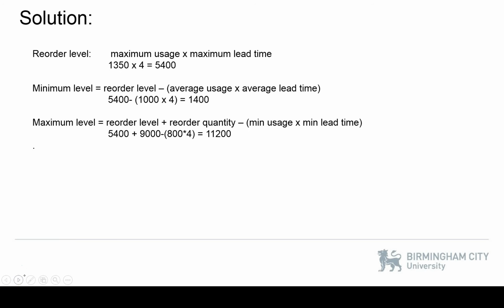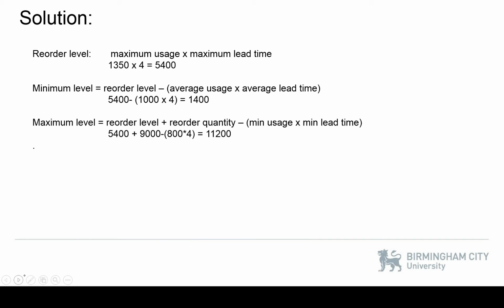So the reorder level, maximum usage times maximum lead time. So 1,350 times 4 days. Our minimum level is that reorder level minus the average usage times the average lead time. Now we were only given one lead time, 4 days, so that's what we use for the minimum, the maximum and the average.